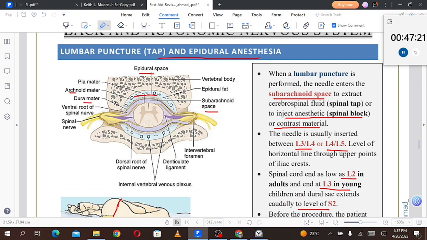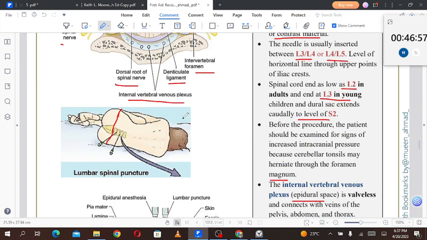Here we have the dura mater, and above the dura mater we have the epidural space. Then the pia mater is the deepest structure, in intimate contact with the spinal cord. Then we have the intervertebral foramen, the denticulate ligament, then the internal vertebral venous plexus, the dorsal root of the spinal nerve, then the spinal nerve is over there, and the ventral root of the spinal nerve is over there. So you can see this picture.